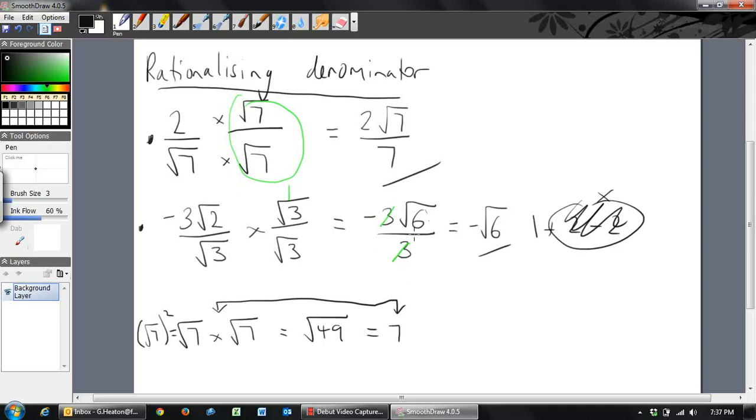Okay, so that's how you rationalise the denominator. I'll come back with the last little piece of the puzzle for rationalising the denominator in a separate video.